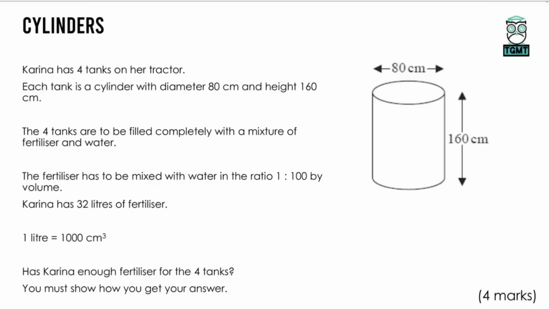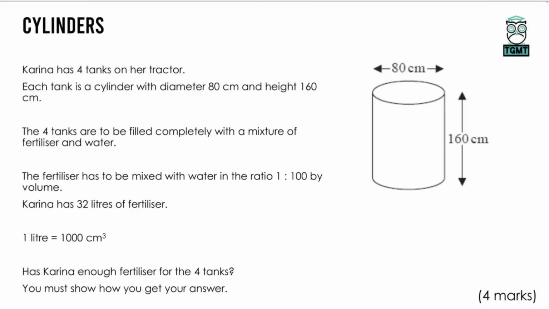Okay, so this question is looking at a cylinder. It says here, Karina has 4 tanks on her tractor. Each tank is a cylinder with diameter 80 and height 160. The 4 tanks are going to be filled completely with a mixture of fertiliser and water. The fertiliser has to be mixed with water in the ratio 1 to 100 by volume.